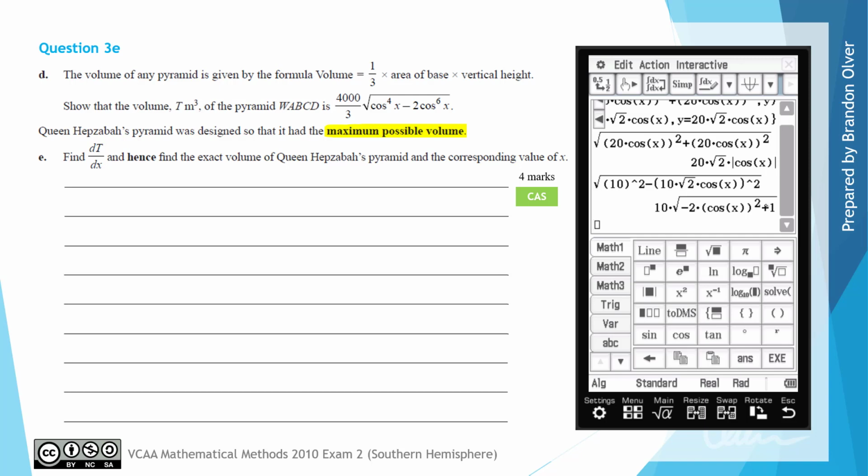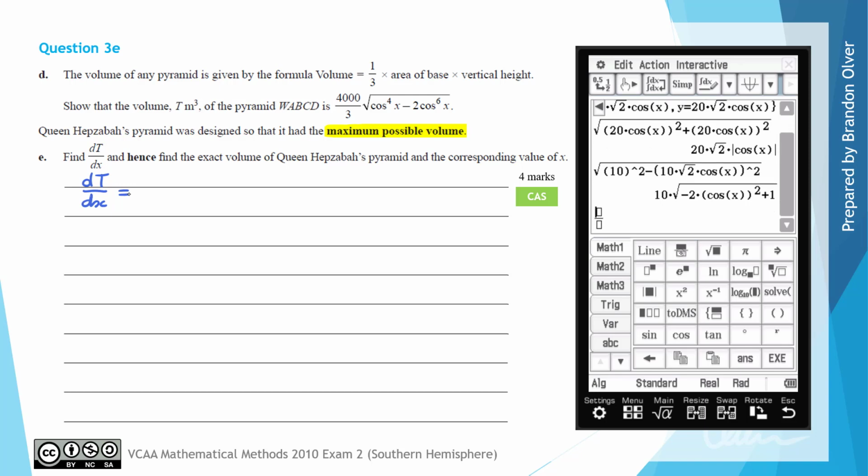So the first part of this question is just to find dt dx, and we can use a calculator to do that. So now on the calculator, I'm just going to type out the rule for t. So it was a fraction, 4,000 divided by 3, and then that was multiplied by the square root of, and then for the calculator, it will need to be a bracket, cos of x to the power of 4.